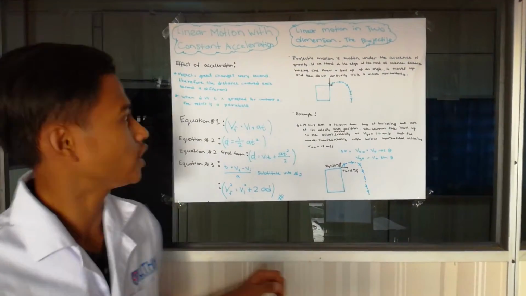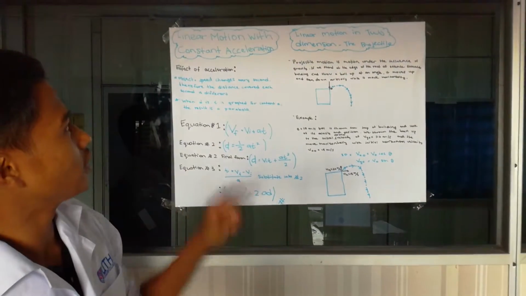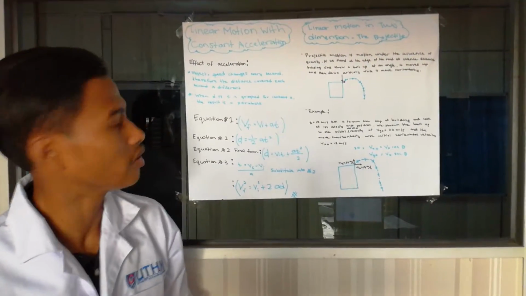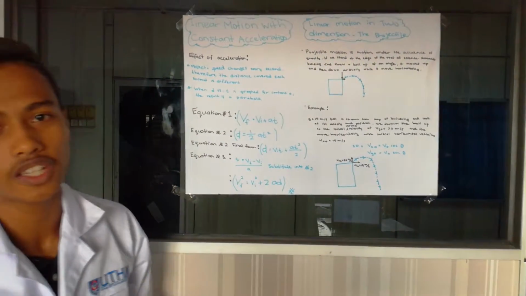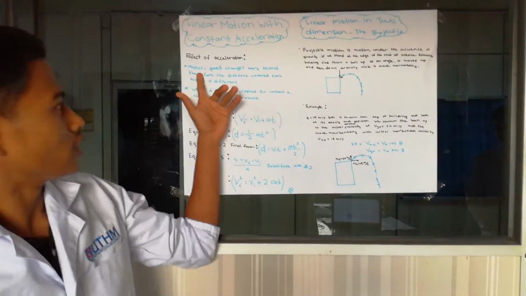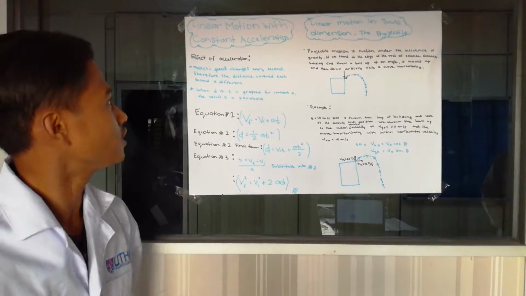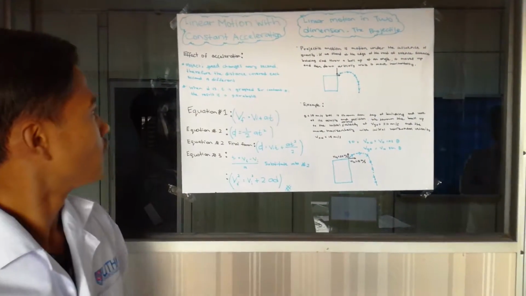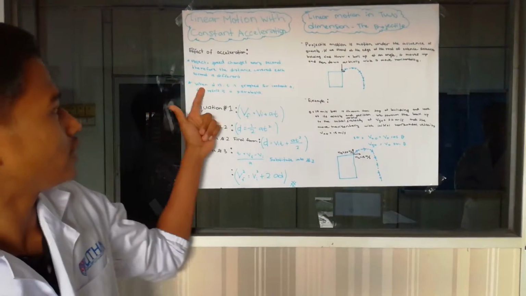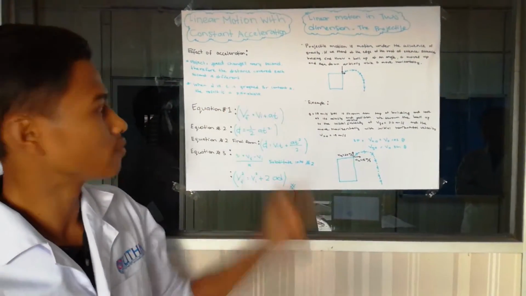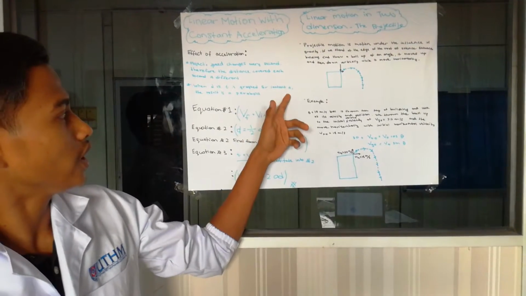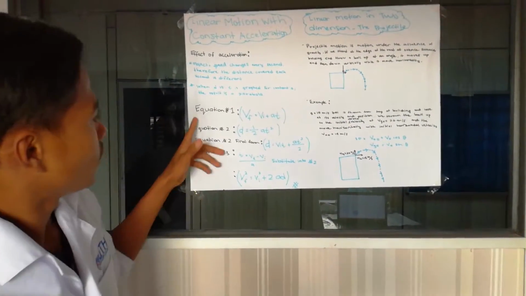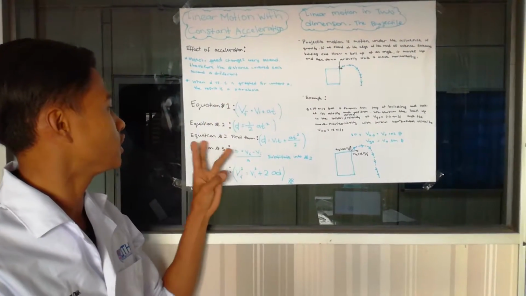Assalamualaikum, and today I will explain about linear motion with constant acceleration. First of all, I will explain about the effect of the acceleration. The object's speed changes every second, therefore the distance covered each second is different. And the second point is that when the graph of d versus t is plotted for a constant a, the result is a parabola. It has 3 equations.